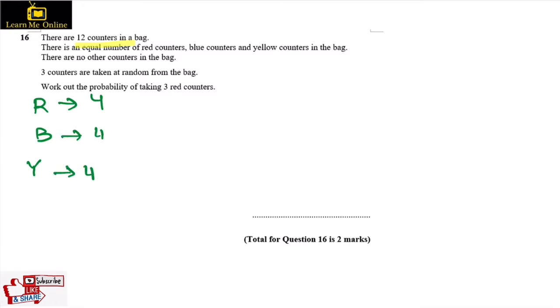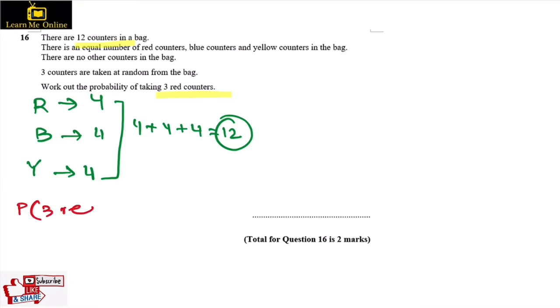Because when you add all of them together, 4 plus 4 plus 4, that would give you a sum of 12, which is the total. There are no other counters in the bag. 3 counters are taken at random from the bag. Work out the probability of taking the 3 counters. So we are finding the probability of getting 3 red counters. I'm going to write down probability of 3 red counters. This is what we are finding out.